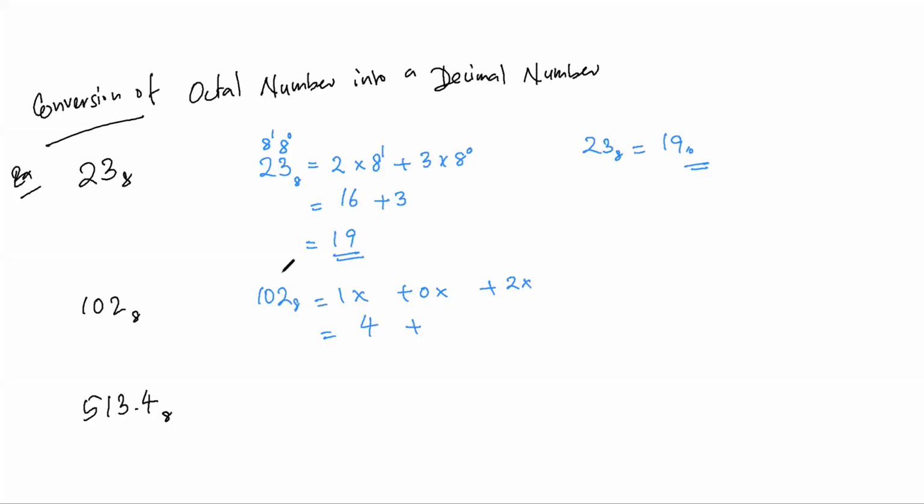Okay, let's look at the weight factors. This is 8 to the power 0, 8 to the power 1. This is 8 to the power 2. So 1 into 8 to the power 2. This is 8 to the power 1 and this is 8 to the power 0. So this is 0, this is 2. So 8 into 8, 64 plus 2, 66. Isn't it? So 102 base 8 is equal to 66.